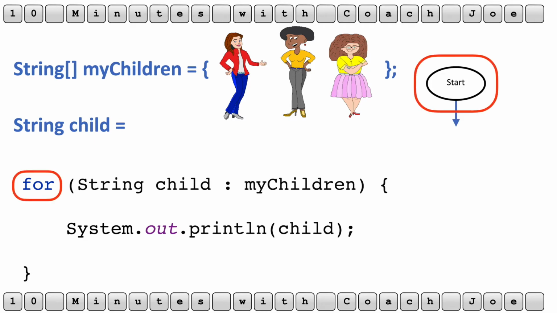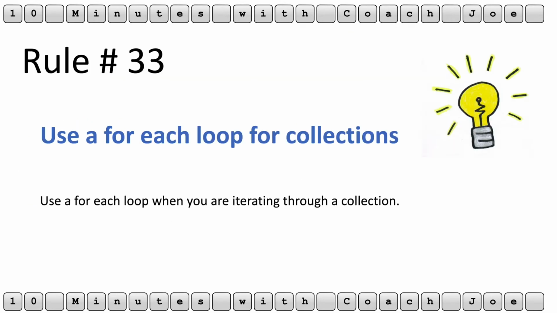The for loop is started. The purpose of the loop is to process each element of the collection, being that the code block will be executed for each element. Get it? For each element. It is often referred to as a for each statement. Other languages like C# use the for each command. Coach Joe Rule 33 states, use the enhanced for loop when iterating through a collection.